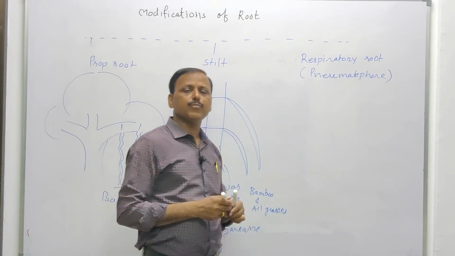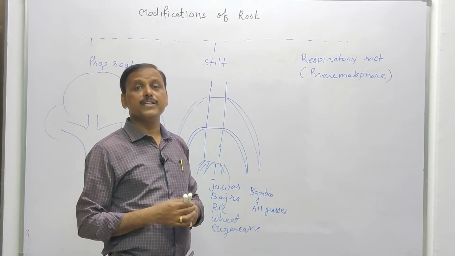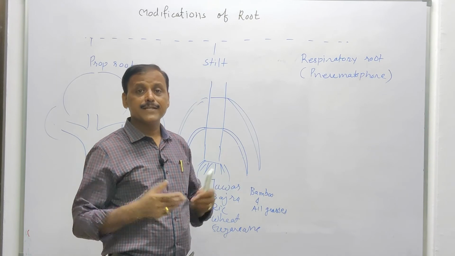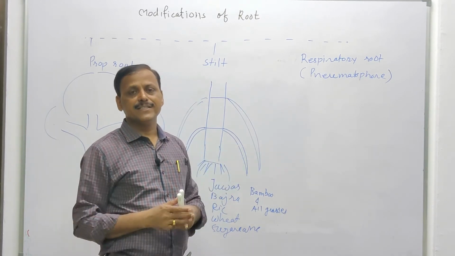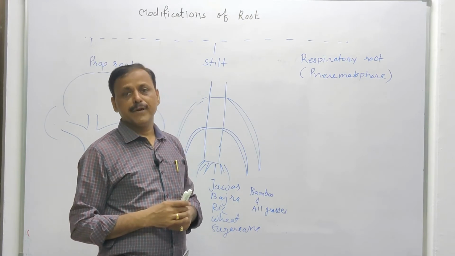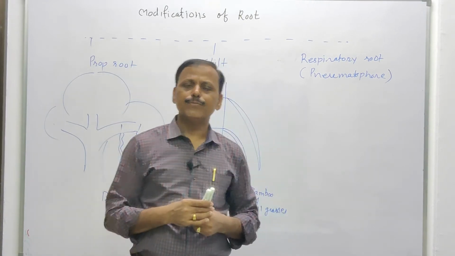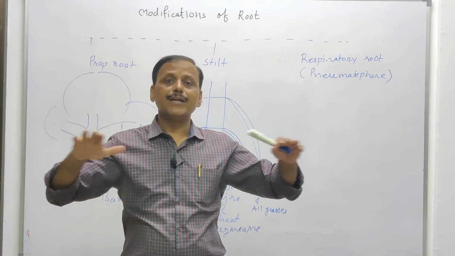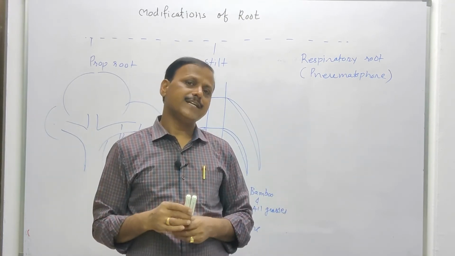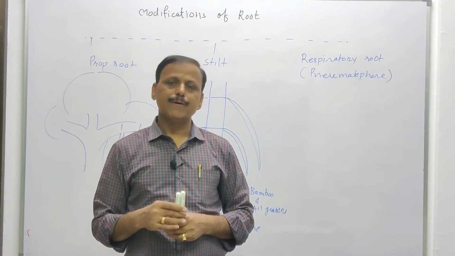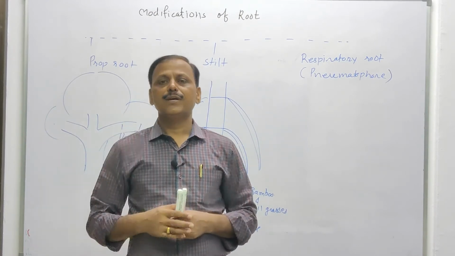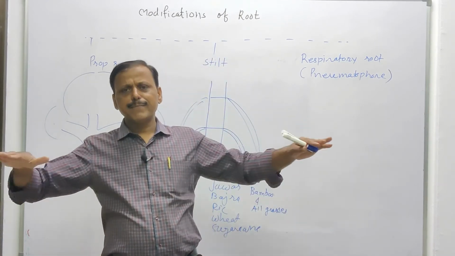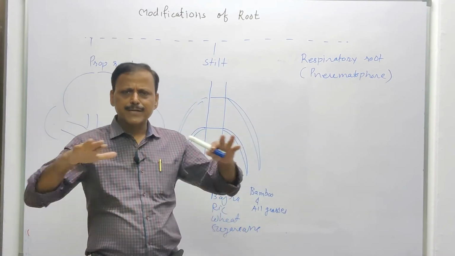Respiratory roots are the modification of roots to breathe. In which plants is this needed? Those plants which grow in marshy areas. That is what is called mangrove vegetation. You would have heard the word mangrove: the marshy area, Sundarban area, the delta area near Calcutta, or the Gangetic plains which open into the ocean. There is always marshy land, full of mud.